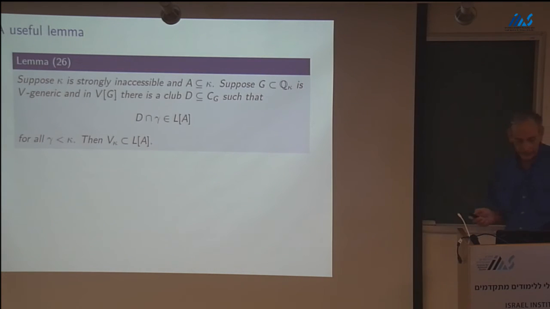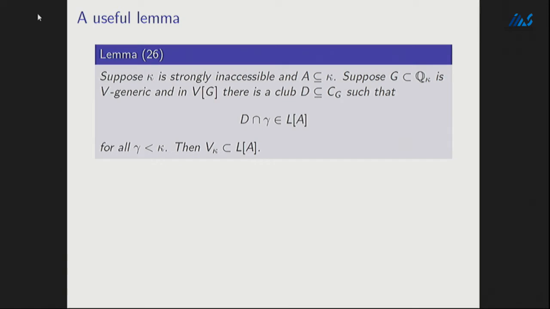Okay, here is the useful lemma. Suppose kappa is strongly inaccessible and A is a subset of kappa. Suppose we add a fast club at kappa, and in V[G] there's a club contained in the generic club such that the initial segments of D are all in L[A] for all gamma less than kappa. There's only one way this can happen. V_kappa is contained in L[A].